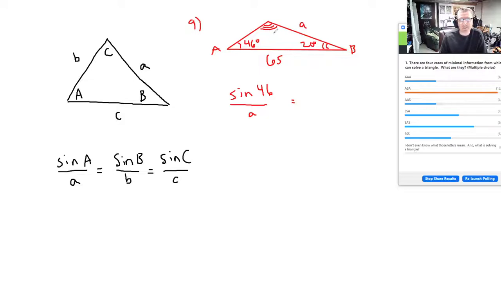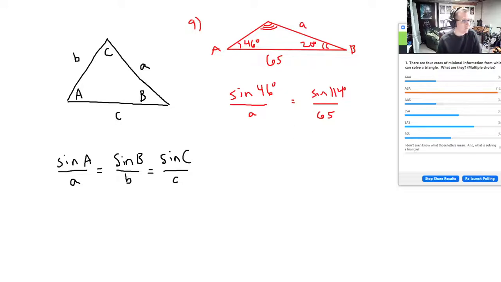So what is the angle in here? Well, that's 180 minus 46, minus 20. If you do that math, it's got to be something like 114. Right? 180 minus 60 is 120, minus 6 is 114. So we'll take the sine of 114, and we'll divide it by the opposite side. Do you see what that gives us? If we solve this for A, we can easily determine its length.